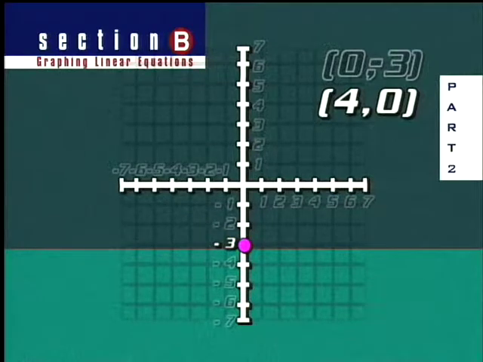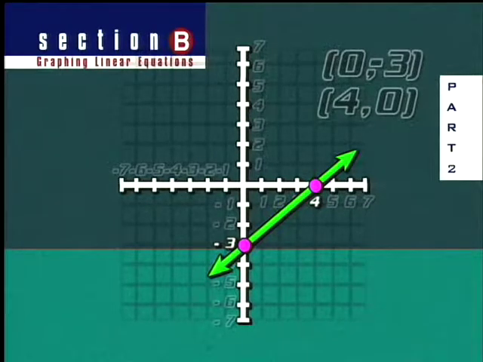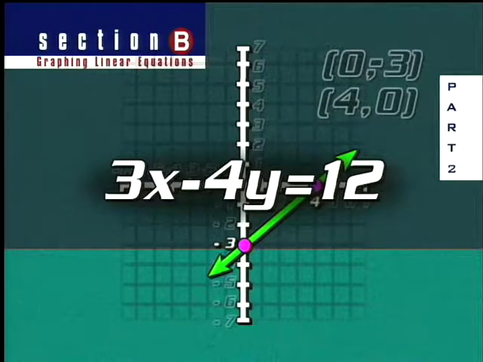Now to the second set. We've got a positive 4 on the x-axis, so over 4 we go, and our y value is 0, so we sit right here. Now we just got to put on our drawing caps to draw a straight line, and we've got it. We've successfully graphed the solution points of linear equation 3x minus 4y equals 12.